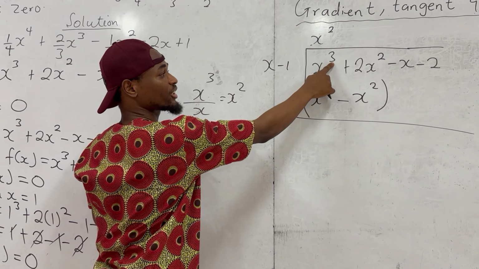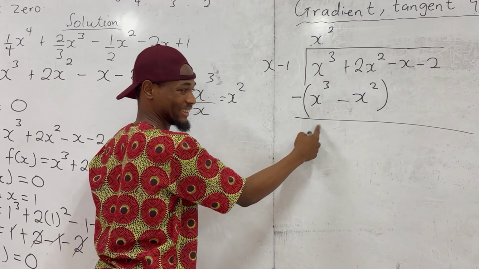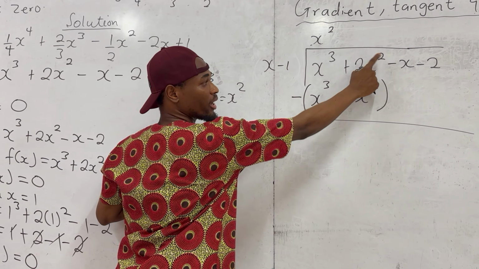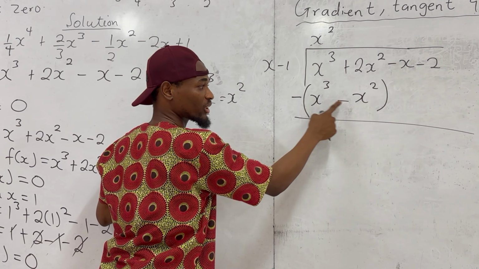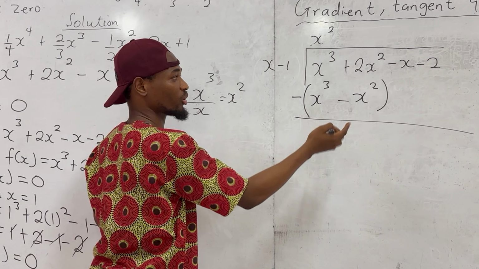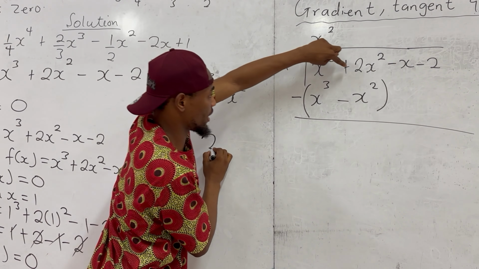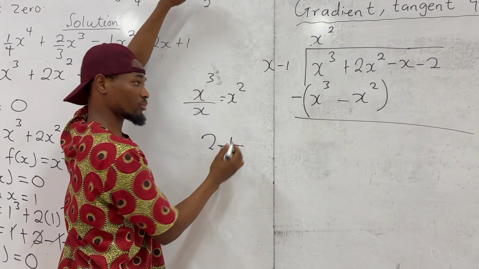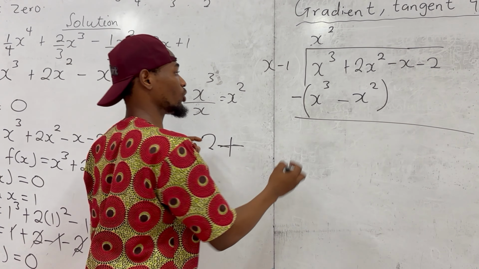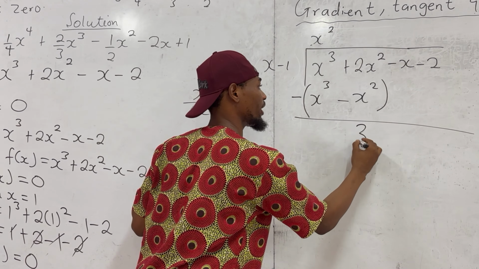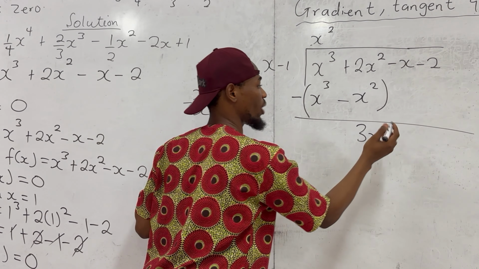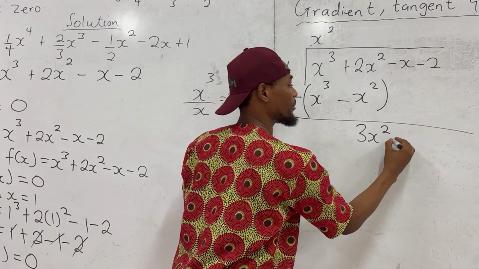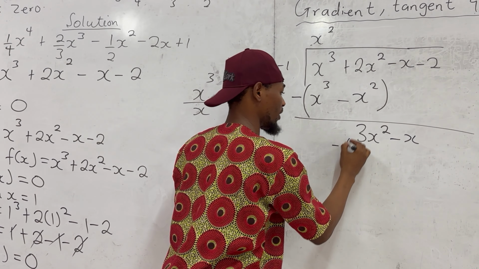Then x cubed minus x cubed gives 0. Then we have 2x squared minus negative x squared gives positive, so we have 3x squared. Then we'll drop this down. We have minus x over here.